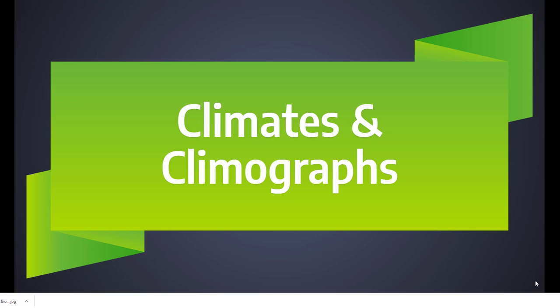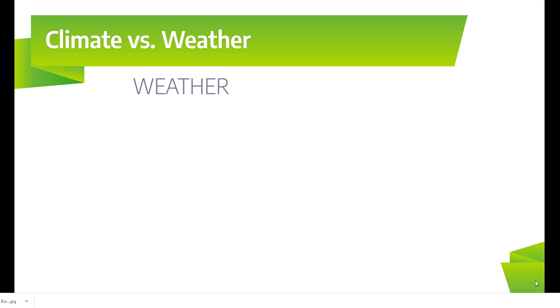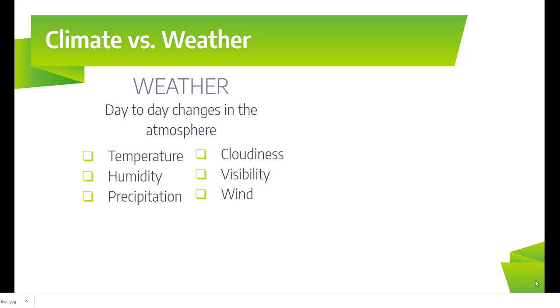Today we're going to discuss climates and a special type of graph called a climograph. So climate and weather sometimes can be confusing, the difference between the two. Weather is the day-to-day changes in the atmosphere. It might be temperature, humidity, precipitation, cloudiness, visibility, wind.